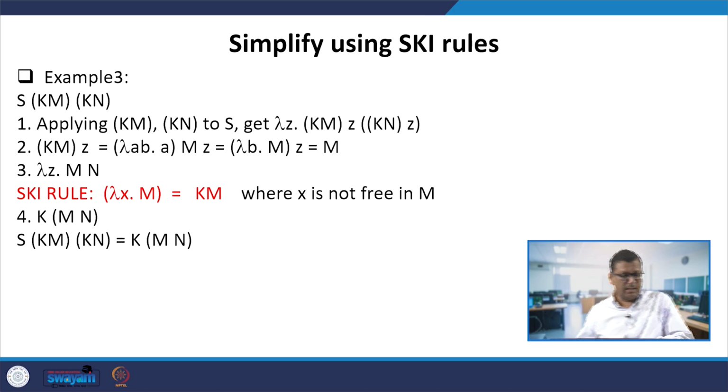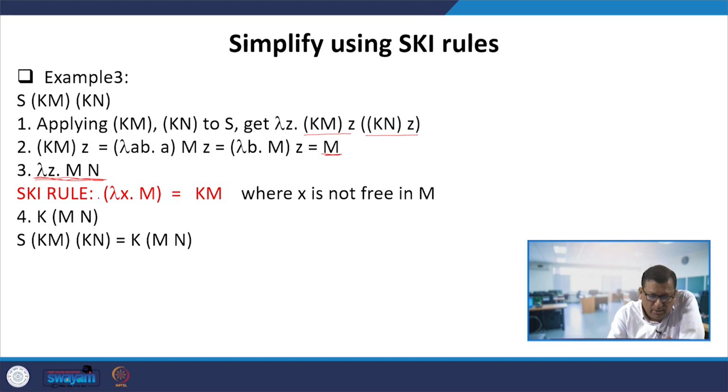Another example is S, then K M, K N. Again we apply the two terms, we get K M z and K N z. Now, K M z we know evaluates to M. Then K N z will also evaluate to N. So, we get lambda z dot M N. Now, we apply the SKI rule for this: we are treating this whole thing as M N, so this will be K of M N. So, we have got our third rule.